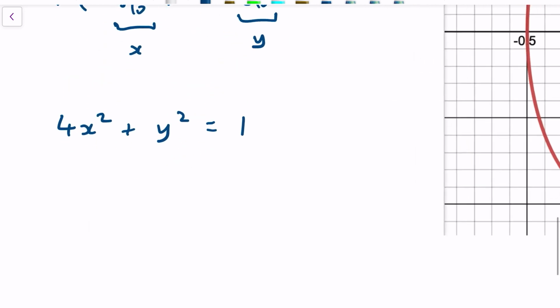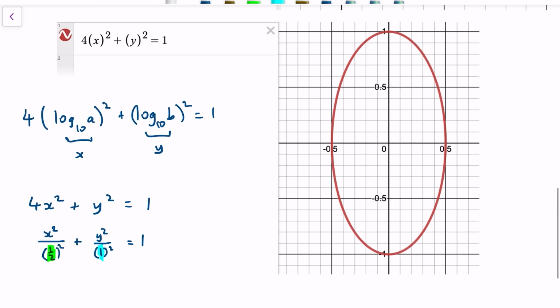I can rewrite this as x squared divided by a half all squared, and y squared all over 1 squared equals 1. For those of you who have done conics, you'll know that this number here is the radius in the x direction, and this number here is the radius in the y direction. So we can see that on the graph. It goes up to 1 and down to negative 1 in the y direction, and it goes across to a half and down to negative a half, and it's centered at the origin. If we want to shift that graph to be not centered at the origin, we would need some brackets around the x's and the y's.